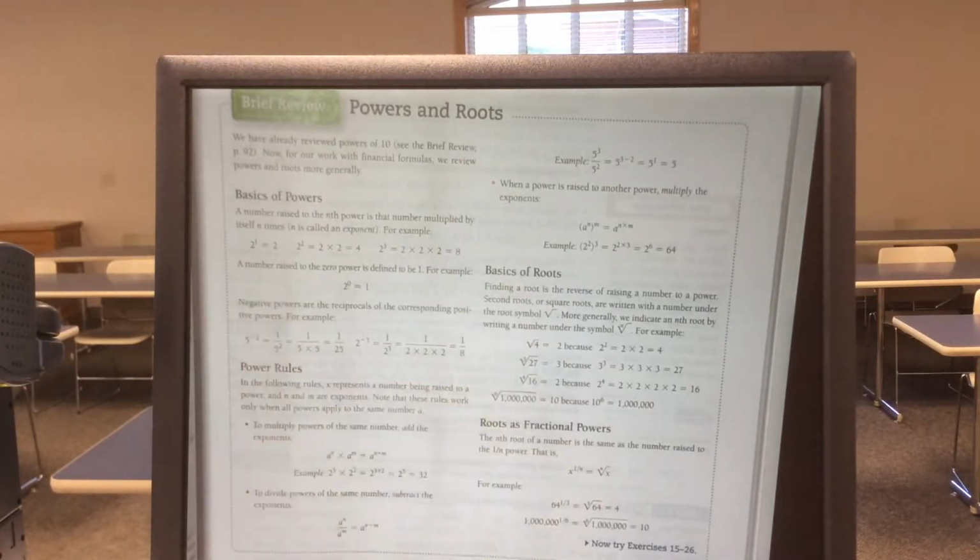Now, a number raised to the 0 power is defined to be 1. So, 2 to the 0 power is equal to 1. So here, any non-zero number to a power of 0 will always be equal to 1.